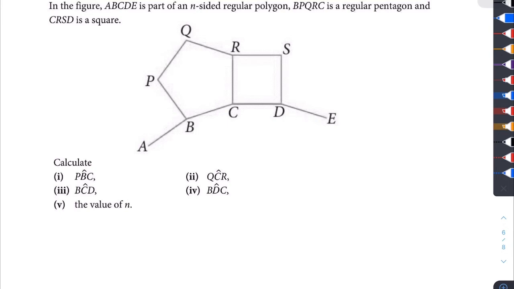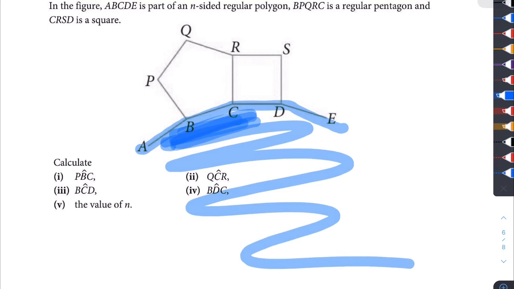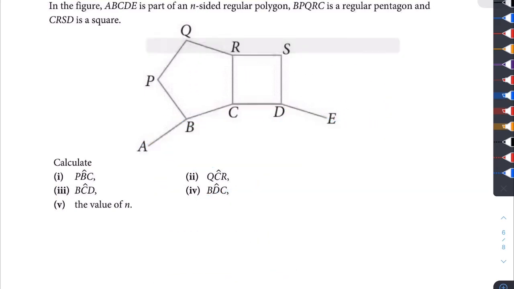So in the figure over here, ABCDE is part of an n-sided regular polygon. If you're not too sure, they say that ABCDE is part of an n-sided regular polygon. So this whole thing is your regular polygon. BPQRC, this thing, is a regular pentagon. This thing is a square, a regular quadrilateral. So regular, regular, regular. Take note.